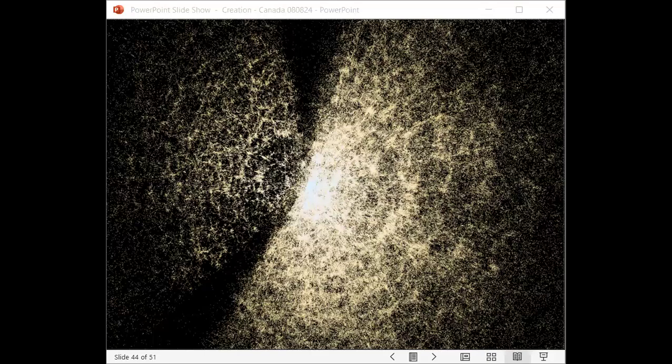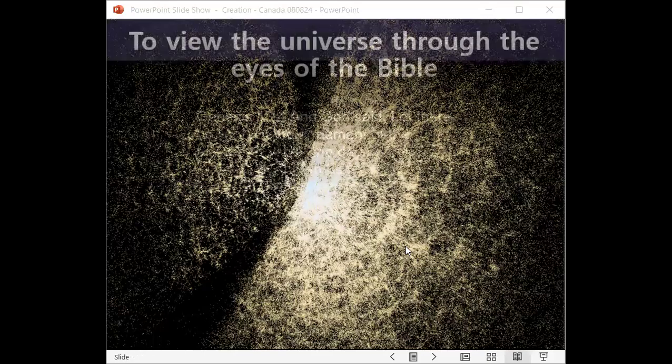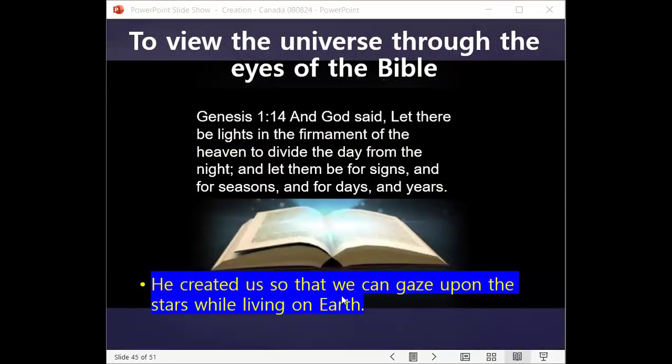I think we can find some answers in the Bible. Let's read Genesis 1:14 together again, please. And God said, "Let there be lights in the firmament of the heavens, to separate the day from the night, and let them be for signs and for seasons, for days and years." Okay, thank you. Yes, let them be for signs, seasons, days, and years. That's the purpose of these creations.